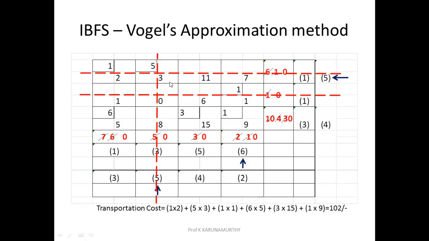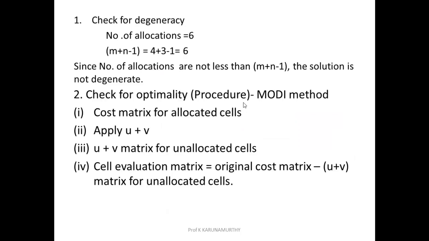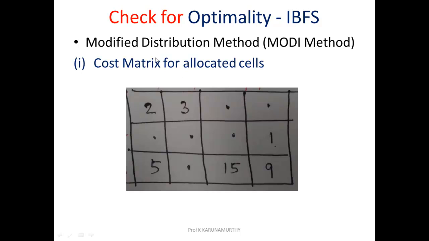So we are going to write the cost matrix for allocated cells. This cell is allocated, this cell is allocated, whereas this is not allocated, this is not allocated. The cost values in the allocated cells only we are going to write. If you write the cost for the allocated cells, we will get it like this. These are the cost values corresponding to the allocated cells, right? We made 1, 2, 3, 4, 5 and 6 allocations, and for those allocations we wrote the transportation cost. Now we are going to write u plus v.